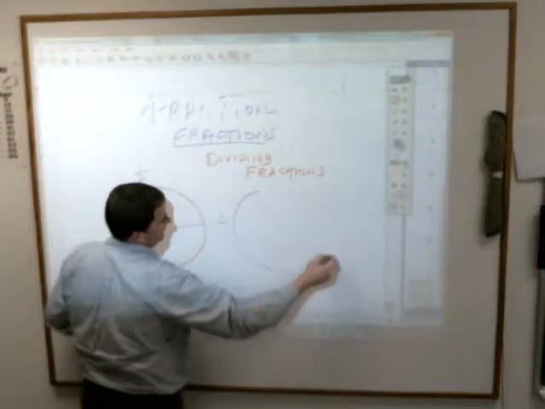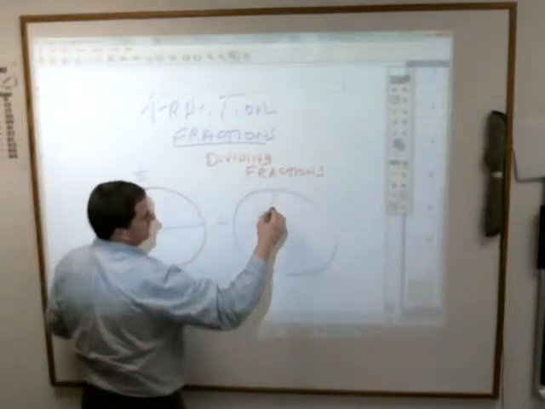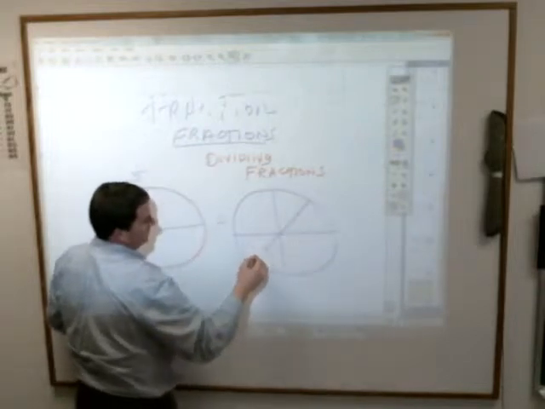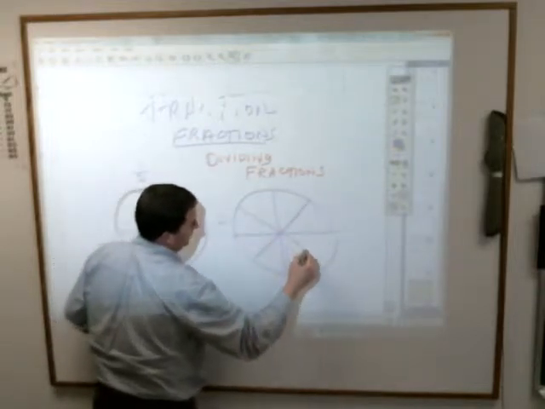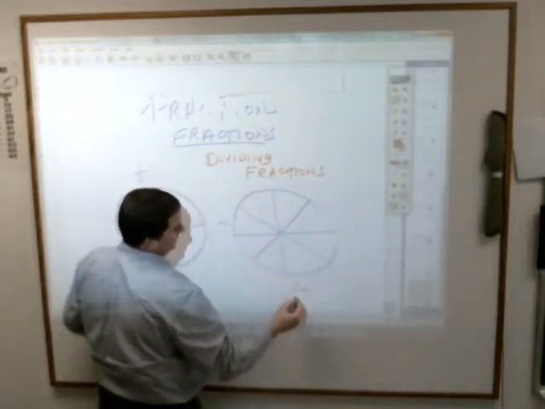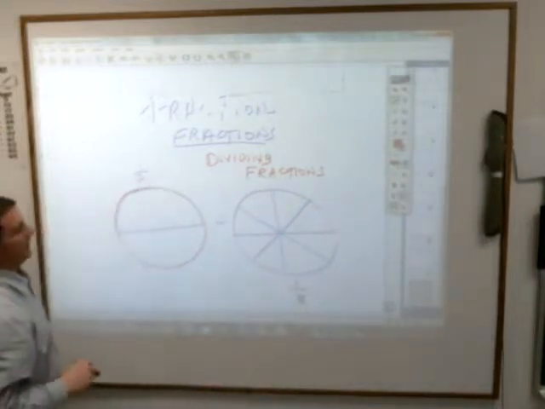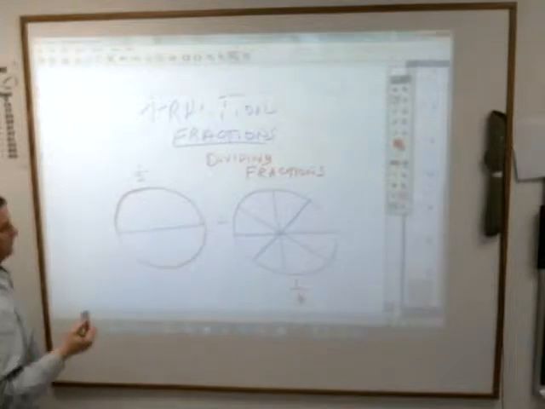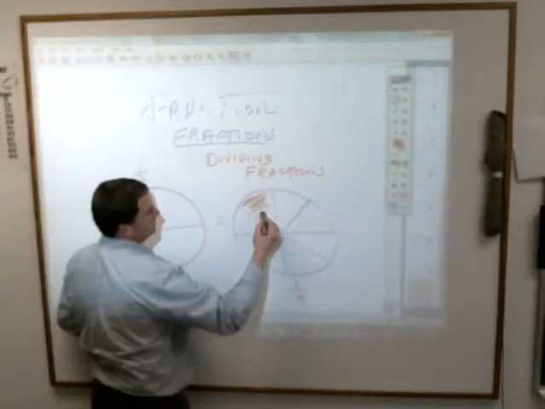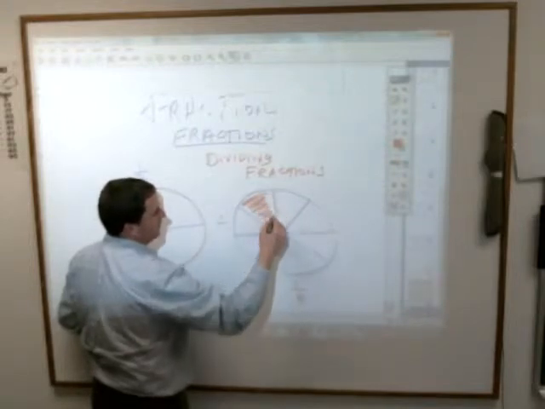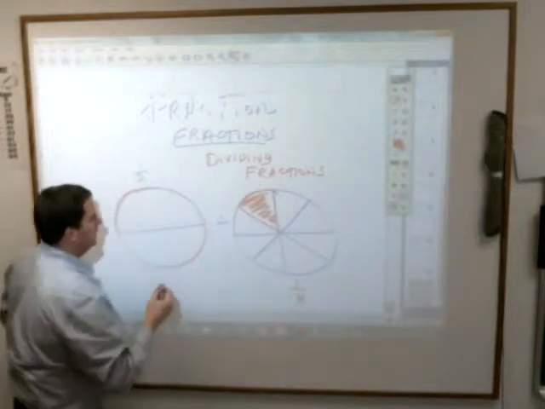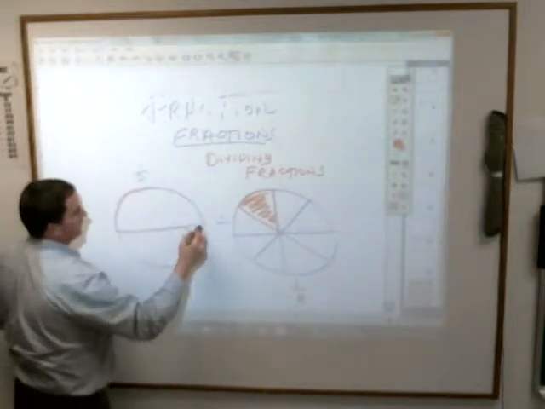And I'm going to draw a second circle here and cut this into 8. So here's the question that we're asking. This is my 1/8. If I take 1/2 and divide it by 1/8, well, first of all, here is 1/8. I'm only talking about this 1/8. The rest of the circle can go away, it doesn't really matter. And here I'm only talking about 1/2.